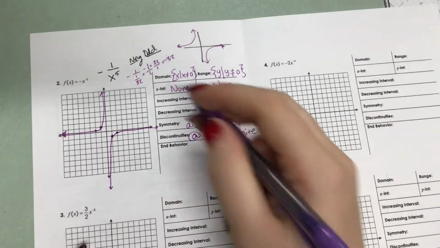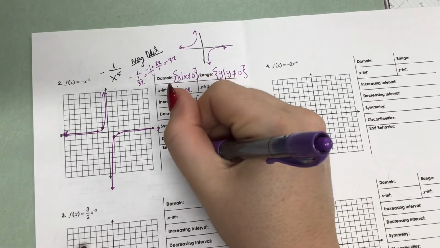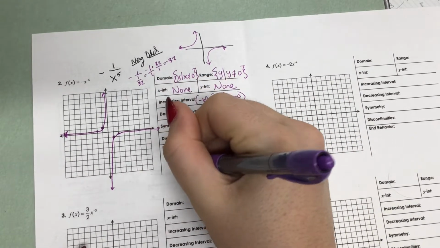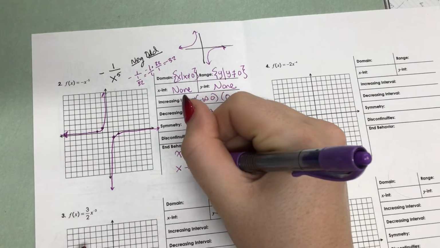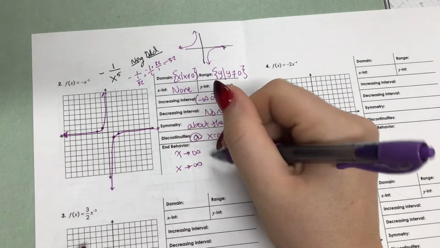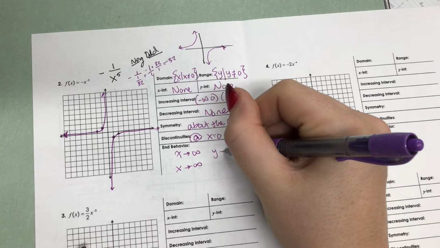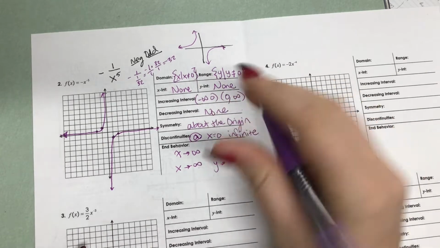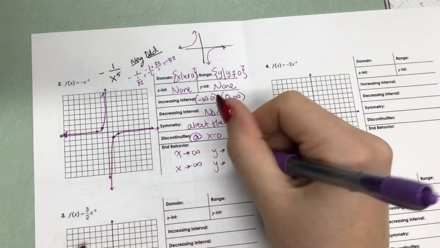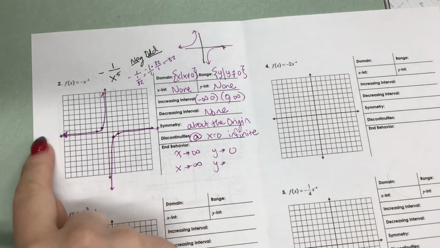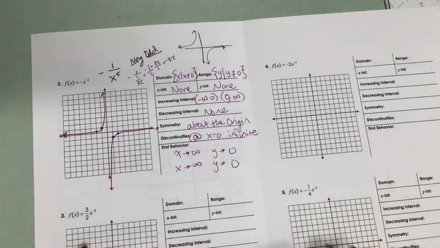End behavior, x approaches infinity, x approaches negative infinity. As we go to positive, it looks like it's approaching 0. So go to negative, also approaching 0. And that's it.